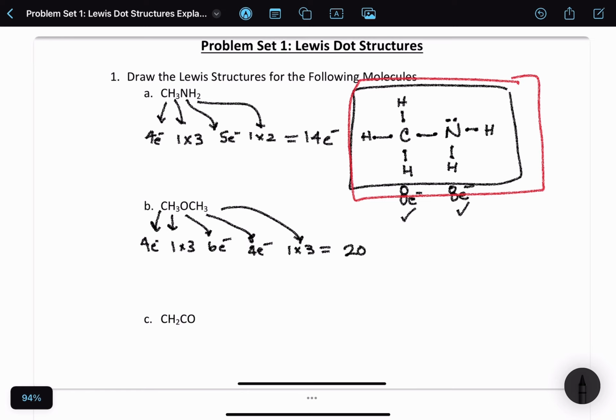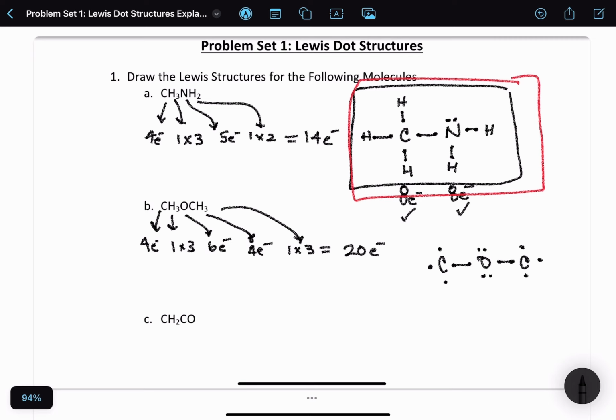So 20 electrons. Now what we're going to do is put the heteroatoms and carbons on the inside. So I'll put a carbon there, and I'll put the 4 valence electrons on it. I'm going to put my oxygen in the middle, and I'm going to put the 6 valence electrons on it. And then lastly, I'm going to put the last carbon with its 4 valence electrons.